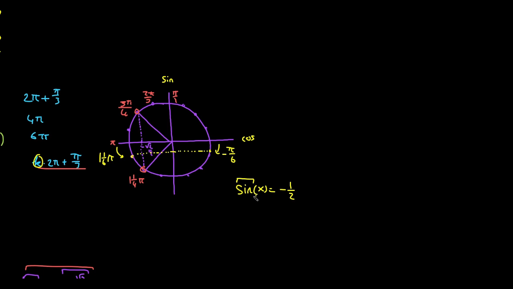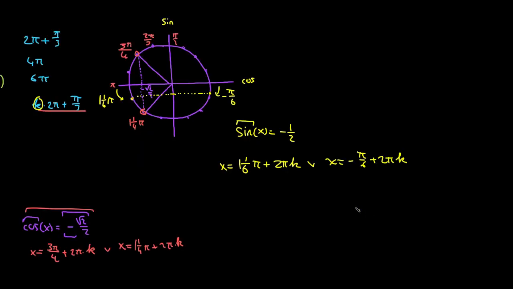Right, so those are my two angles. So let's plug those in. 1/1/6 pi plus 2 pi times k, or negative pi on 6 plus 2 pi times k. And so lastly, I will look at a specific example.